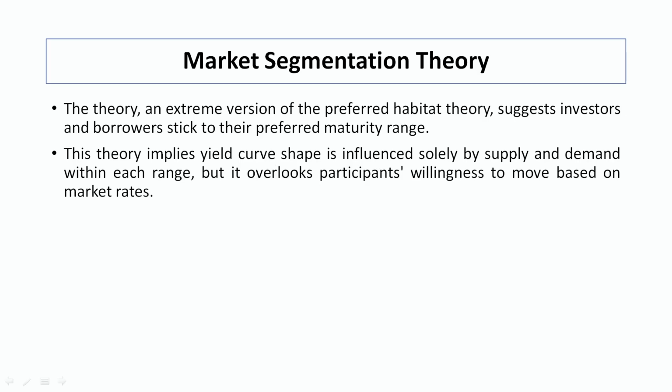So, this theory implies that the yield curve is influenced solely by the demand and supply within the range, but it overlooks participants' willingness to move based on market rates. In the previous one we were focusing on what the demand and what the supply is, and if they are not matching, then the interest rate should be higher because a risk premium is added. But in this situation both the parties are not ready to shift, and it totally depends upon the demand and supply going on in the market, and on the basis of that the market rates are decided.